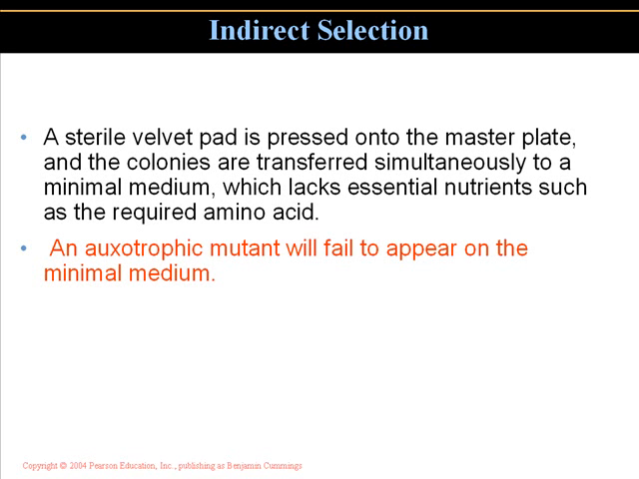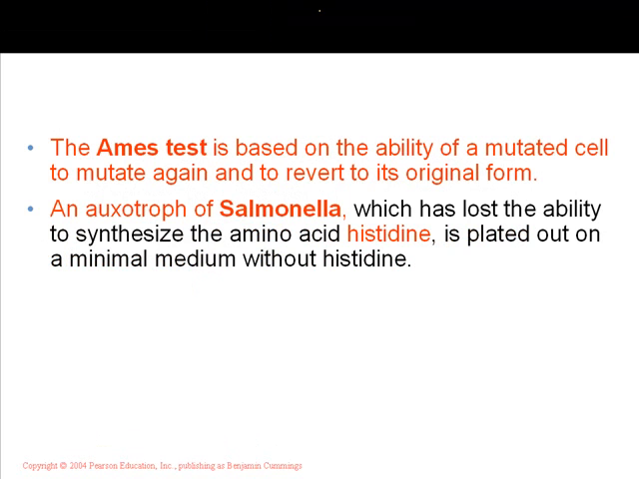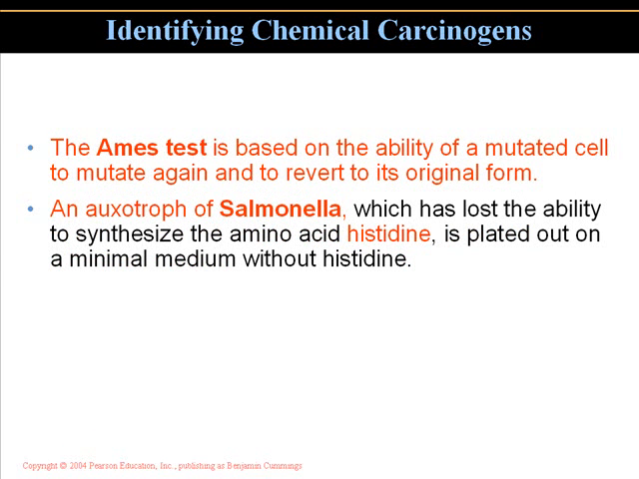But basically, in a lab, what you would do is use a sterile velvet pad pressed onto a master plate. Colonies would be transferred simultaneously to a minimal medium which lacks the essential nutrients for such an organism to grow. Then the auxotrophic mutant will fail to appear on the minimal medium. This is a form of indirect selection.